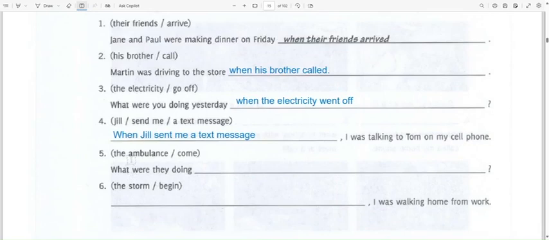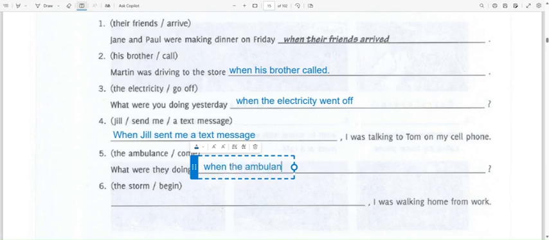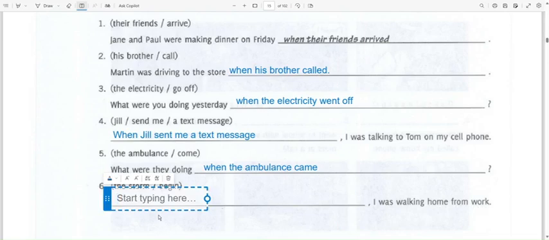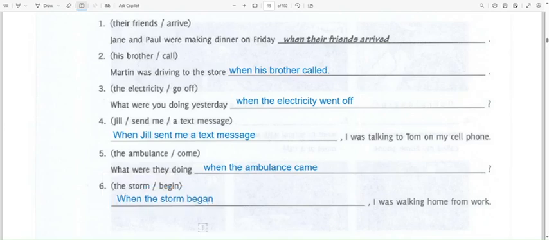Next one. The ambulance came. What were they doing? When the ambulance came. What were they doing when the ambulance came? Next one. The storm began. I was walking home from work. When the storm began, I was walking home from work.